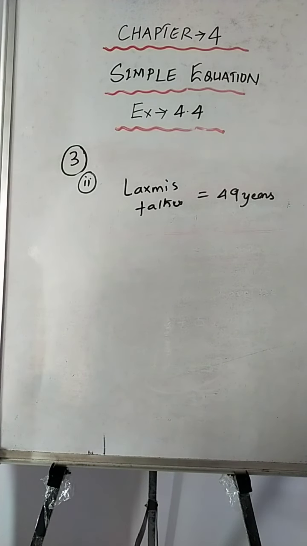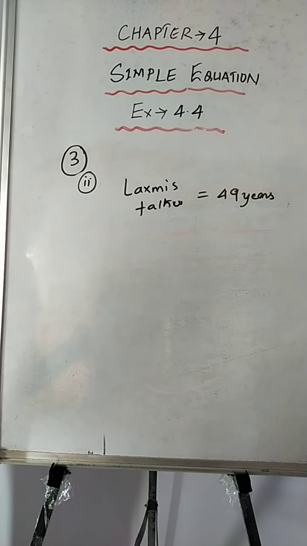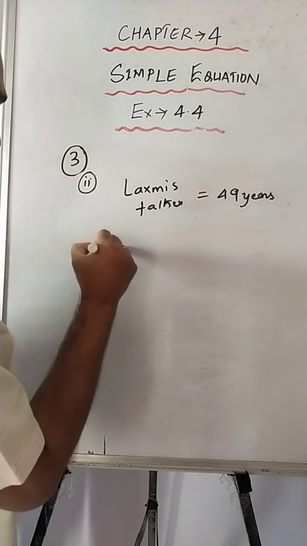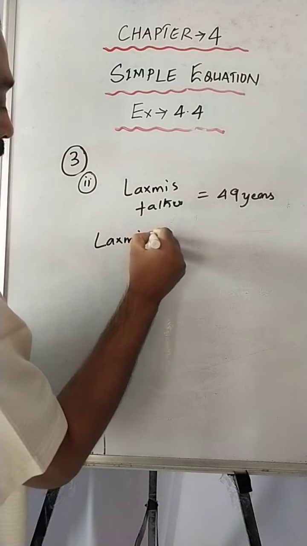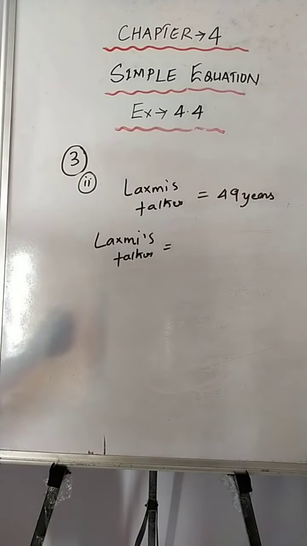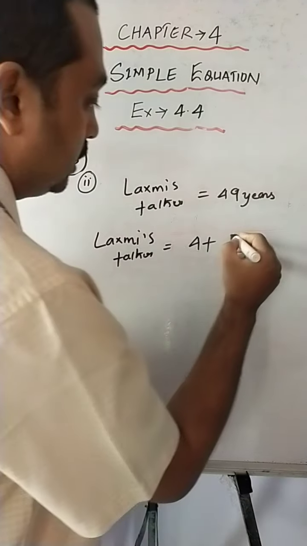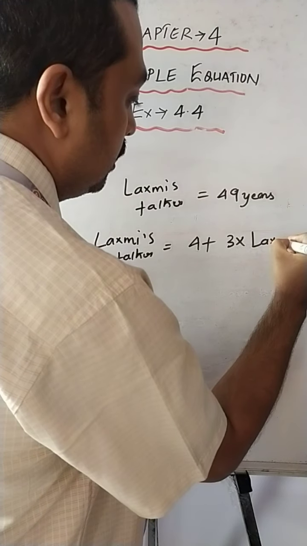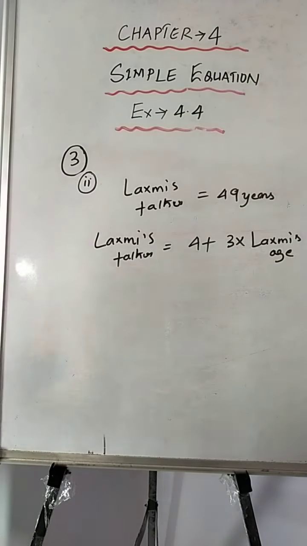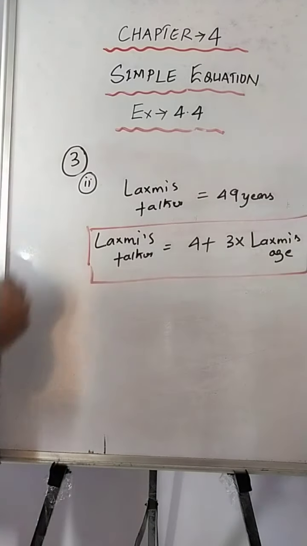Now in the second statement it is said that Lakshmi's father is 4 years older than 3 times Lakshmi's age. So how will we write it? Lakshmi's father is, as they have said, 4 years older. That means 4 plus 3 times Lakshmi's age. That means 3 times Lakshmi's age. So this is your required equation.